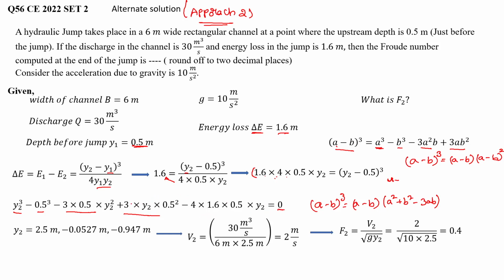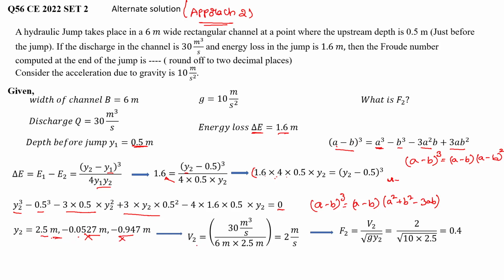And this particular equation is difficult to solve by hand, so one can use a calculator, or there is a methodology to estimate the roots also. If we estimate the roots to satisfy this particular equation, we get three roots. One is 2.5 meter, another is 0.0527, another is 0.0947. But depth cannot be negative, so we can neglect these two. So the final depth is 2.5 meter.